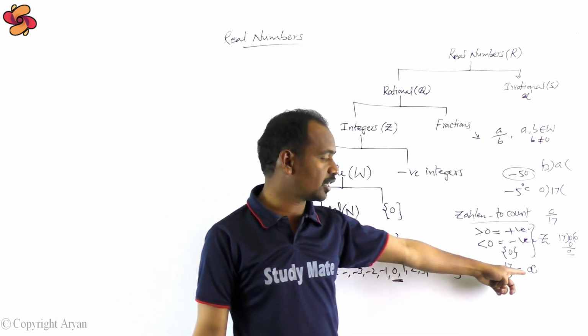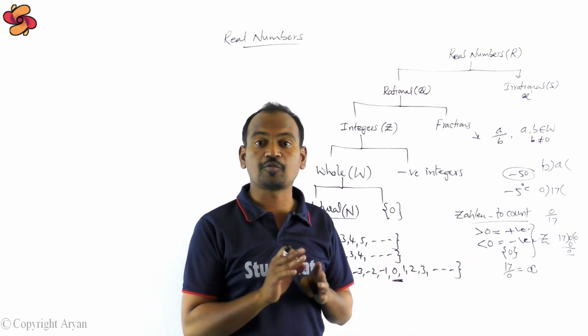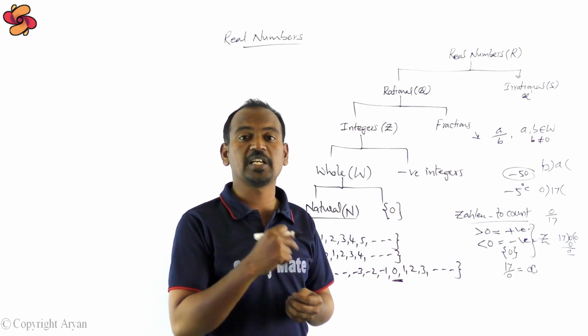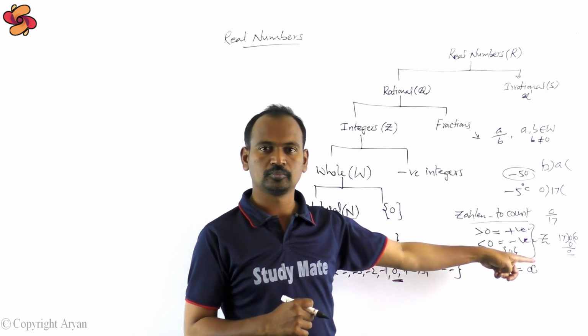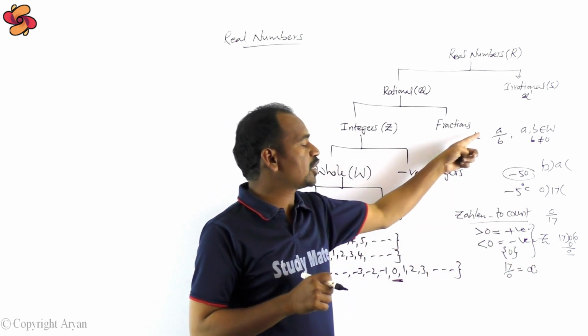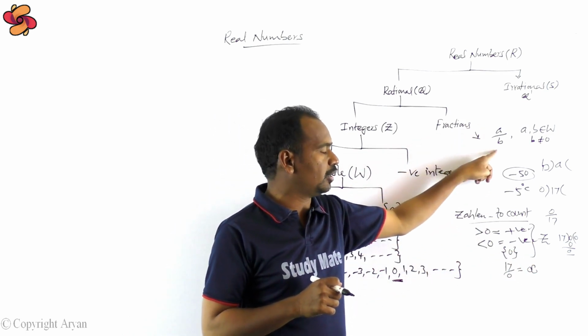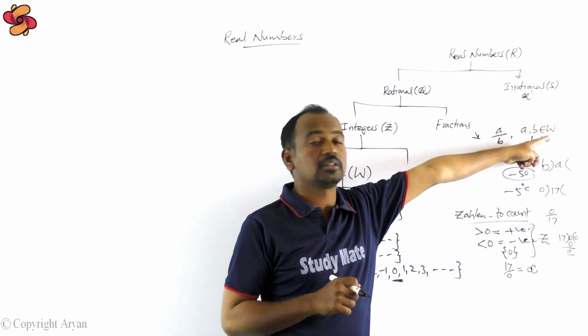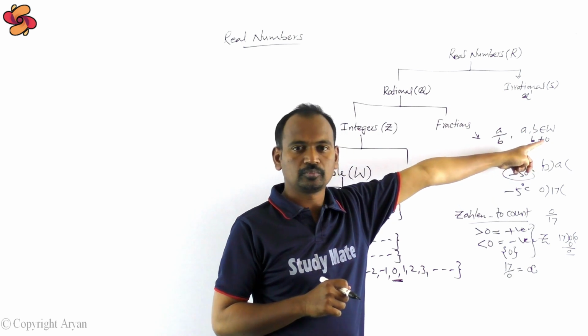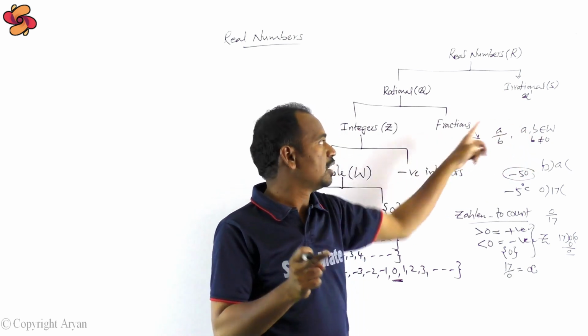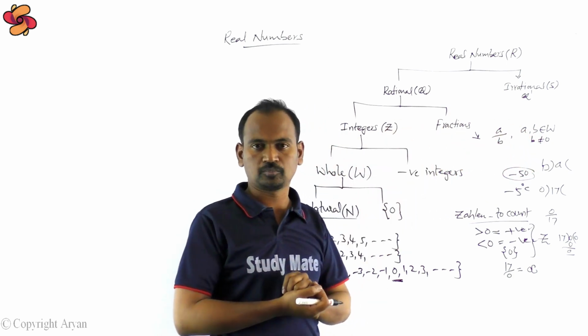What does it mean actually? It does not exist. Undefined, we can say. It can't be defined. So 17 by 0, like that you can write. So that's why the numbers which are in the form of A by B, where A, B are whole numbers, any whole numbers, B must not be 0, are called the set of fractions.